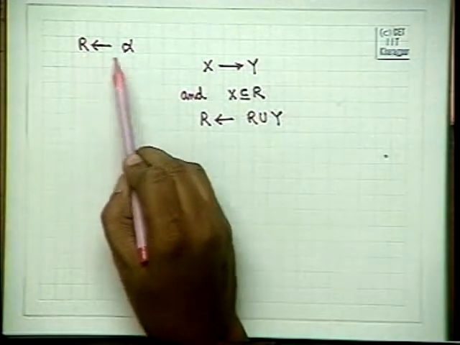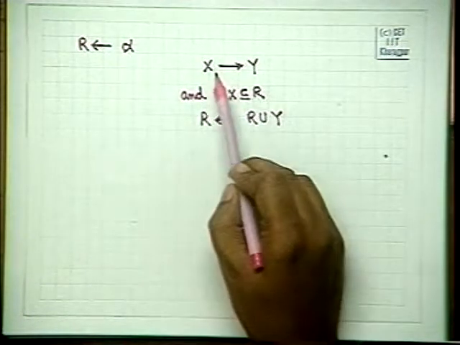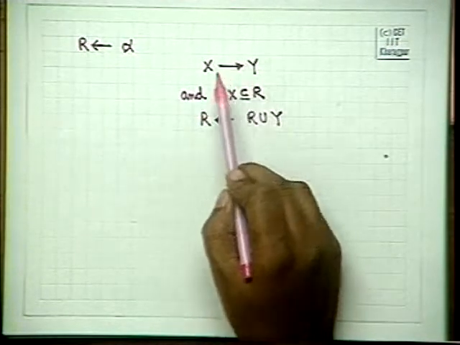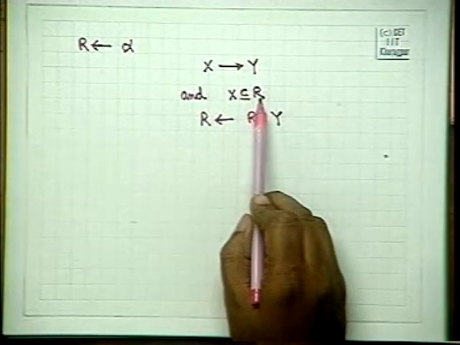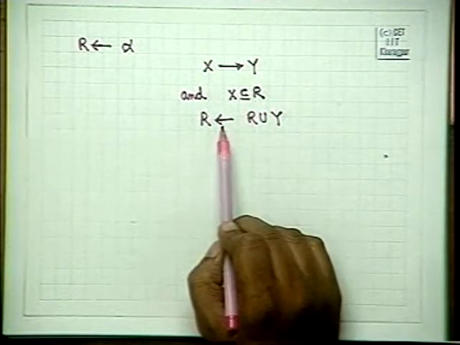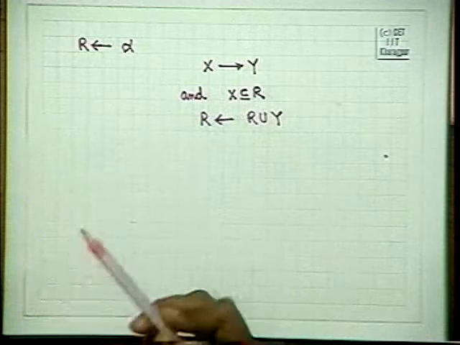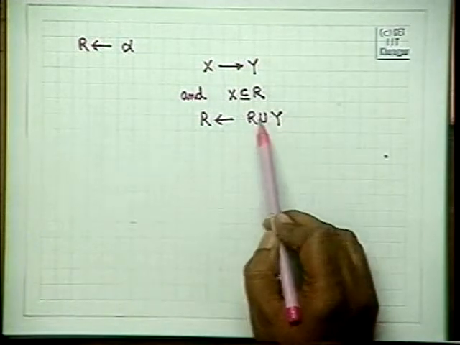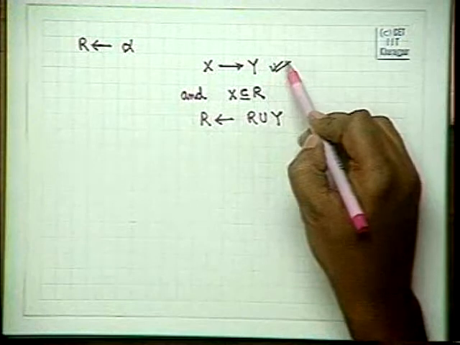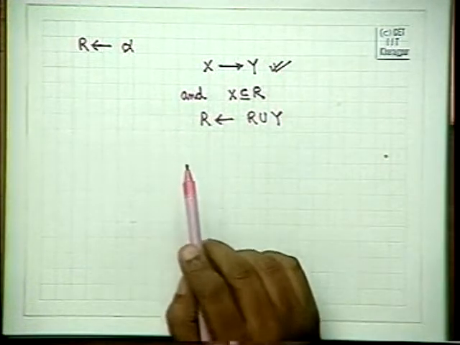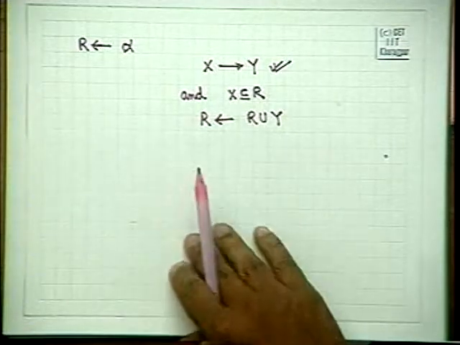You initialize R to alpha and you pick up a functional dependency. If that functional dependency has x, which is a subset of R, then obviously you can say that in the closure of that set of attributes, y must also be there. So you put y there, and you go on doing this till for no functional dependency you can make any more additions to this set. And the simple algorithm is this.